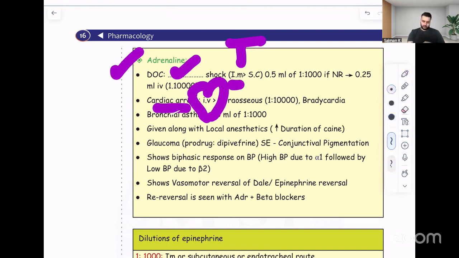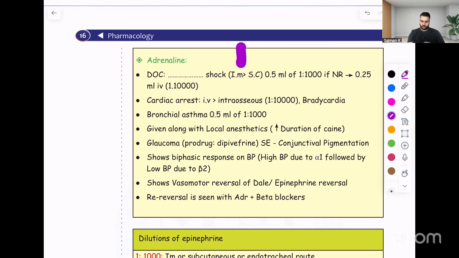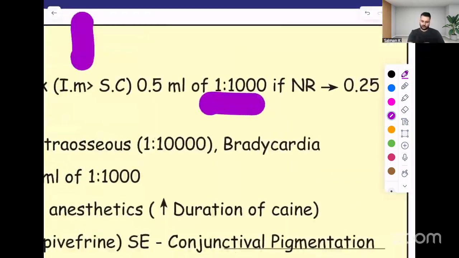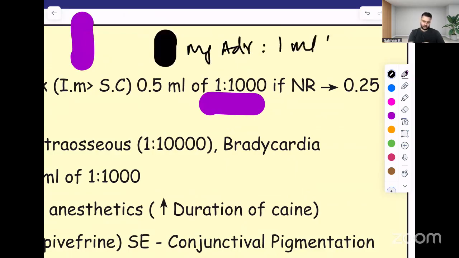Now, concentration also you should know, the concentration used is 1 in 1000. Although we write it 1 in 1000, the translation comes to 1 mg adrenaline is present in 1 ml of liquid. Okay, so that's all about it. This is adrenaline.